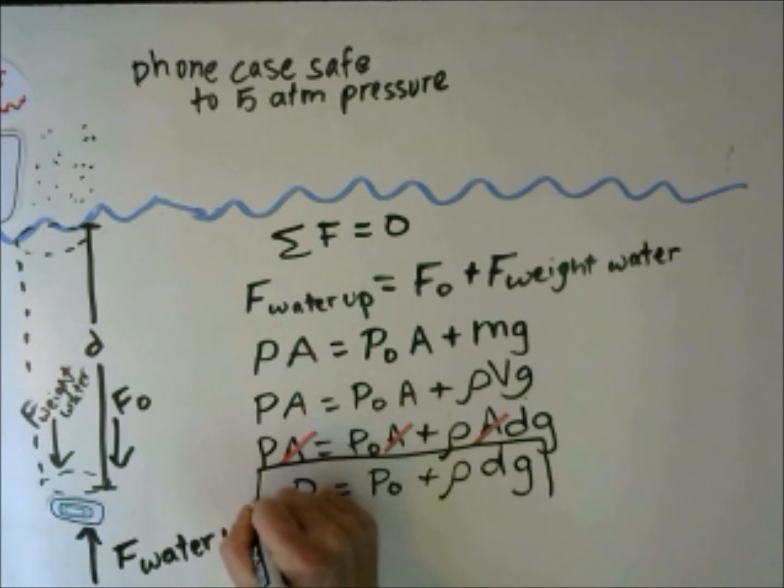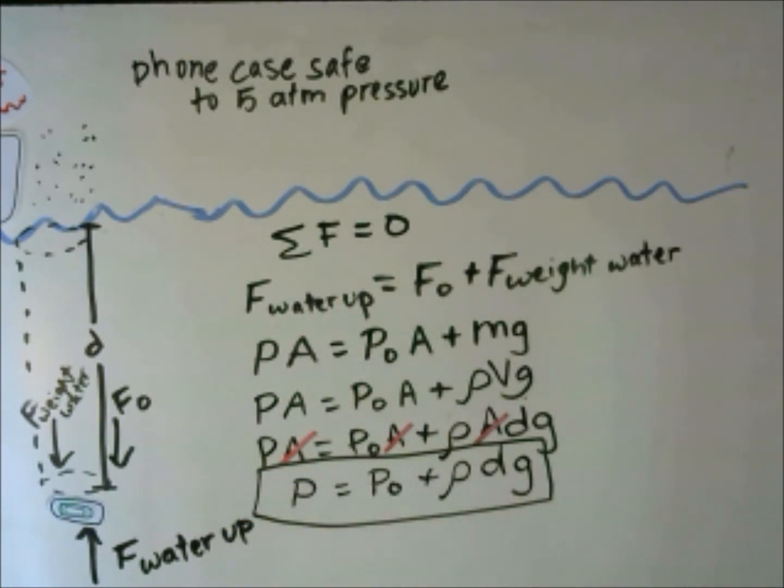And this is an equation that you will be using for pressure in a fluid. The pressure at any depth is equal to the atmospheric pressure above it plus the density of the fluid. So make sure you remember that this is the density of the fluid times the depth times gravity. And that is our standard equation.